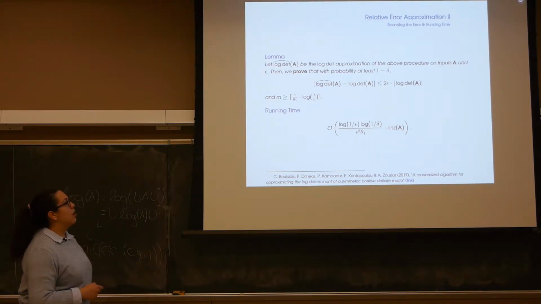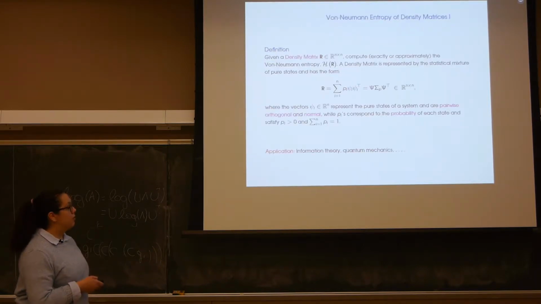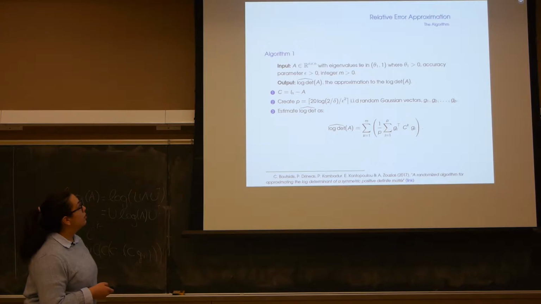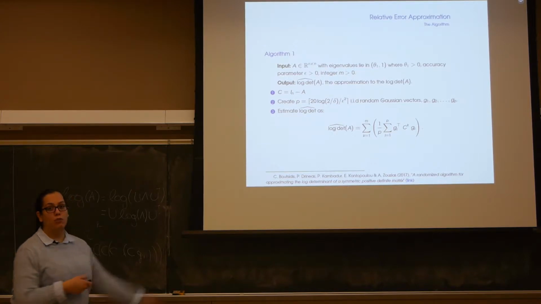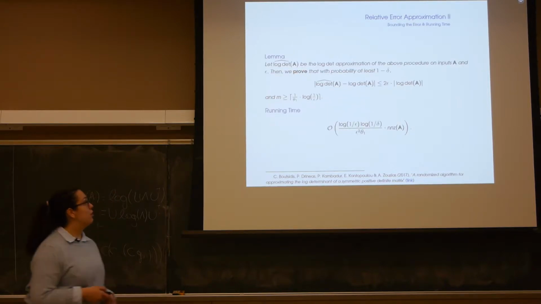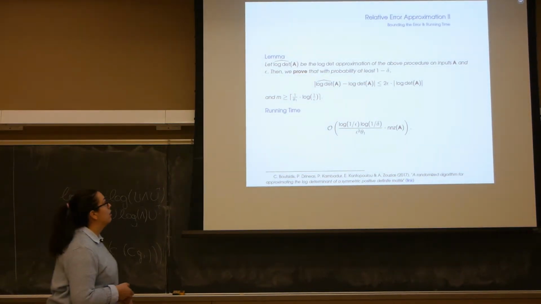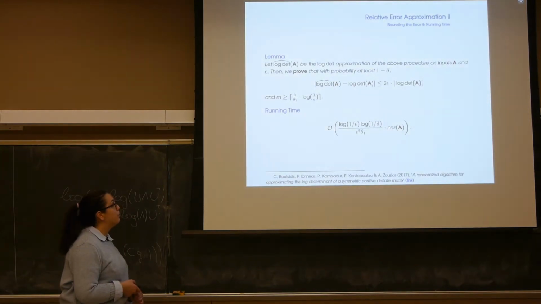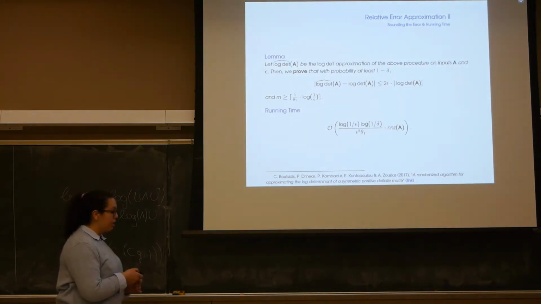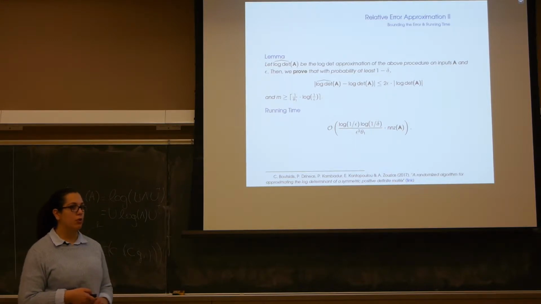Sigma 1, theta 1, is the lower bound of the eigenvalues. Where is it? Here. It's the lower bound of the eigenvalues. The eigenvalues lie in theta 1 to 1? Mm-hmm. Okay. And this is the running time we get.